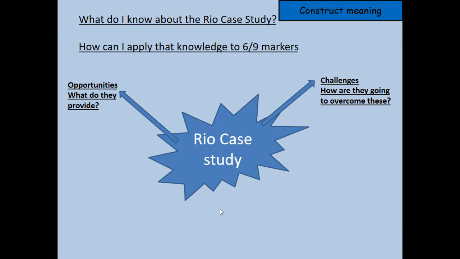And then I want you to think about Rio, the Rio case study. So how can I apply that to 6 and 9 markers? Rio is going to give you 6 and 9 markers. I'm aware I'm rushing through this. I just don't want it to be a really, really long video. So I want you to create a mind map. I want you to think about opportunities of Rio and the challenges for Rio. It might be easier to think of your challenges first.